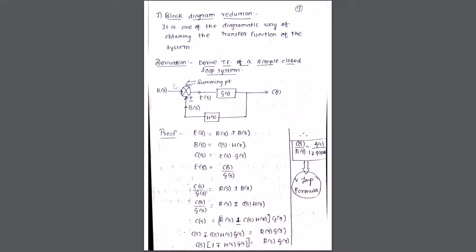So whenever this diagram is given to you, it should quickly enlighten you. My C(s) upon R(s) is going to be G(s) upon 1 plus or minus G(s) into H(s). That is my forward transfer function and my feedback transfer function. The plus or minus depends upon the sign given over here. If plus is given, you have to use minus. If minus is given, you have to use plus.